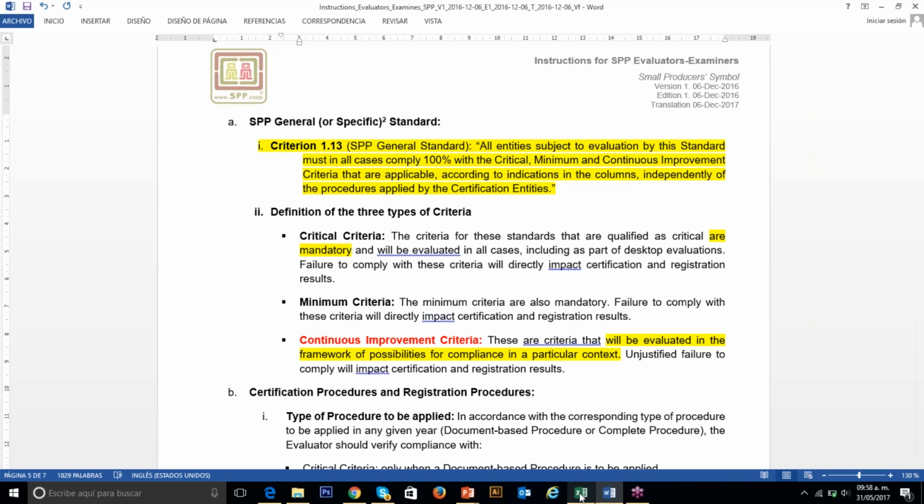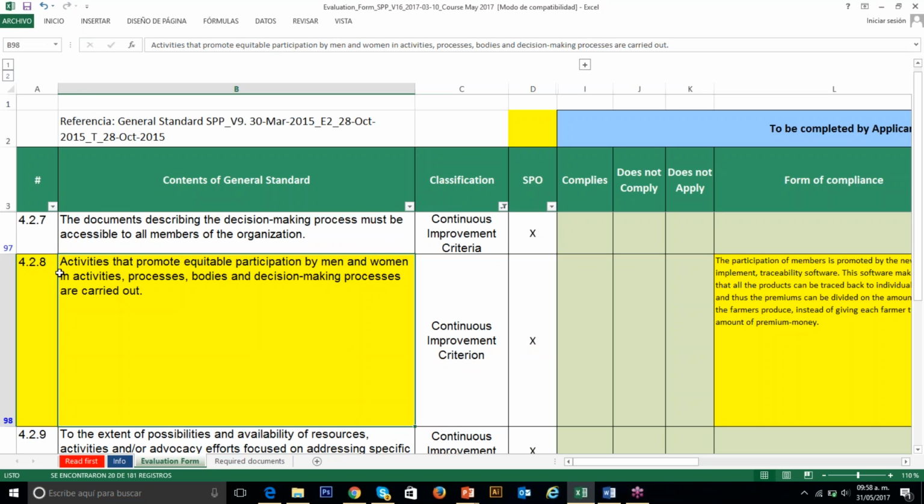Then in the example, please, Beji, could you please read this example? Criterion 4.2.8. Could you please open your microphone, Beji, please?